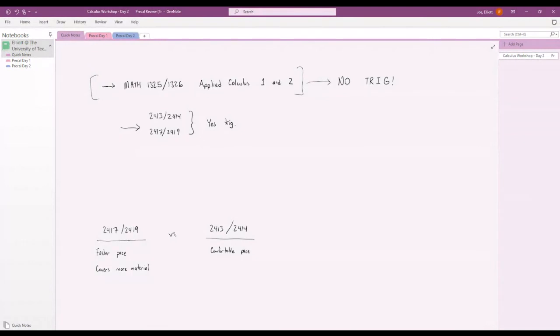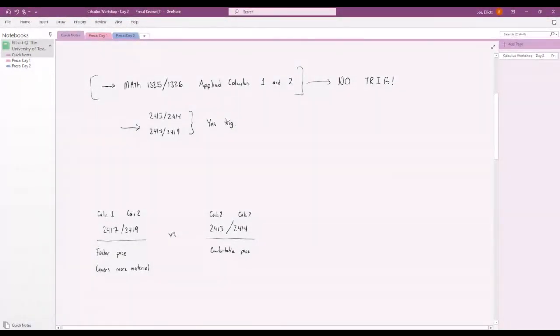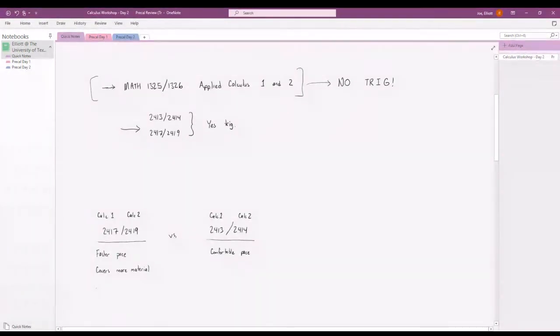Roughly speaking, 2417 and 2413 are like Calc 1. And then 2419 and 2414 are like the Calc 2 of the two sequences. So Calc 2 involves more integration as opposed to differentiation. Although in 2417 you do some integration. Both 2417 and 2413 do a little bit of integration at the end of the semester. 17 does more. So generally speaking, 2417, 2419 is more difficult.